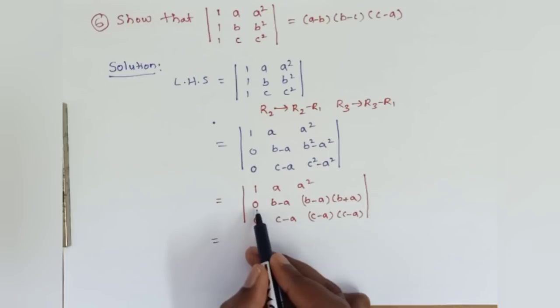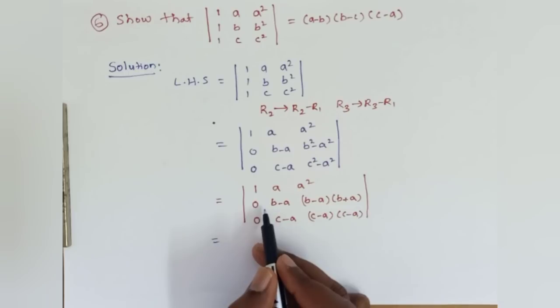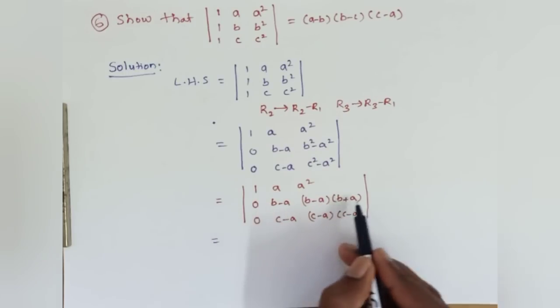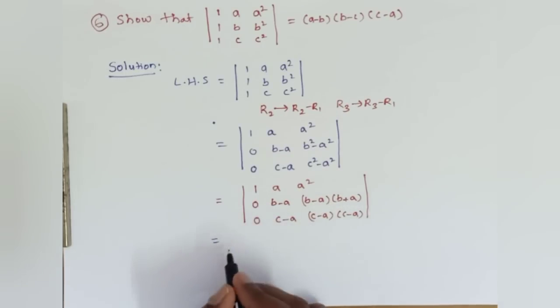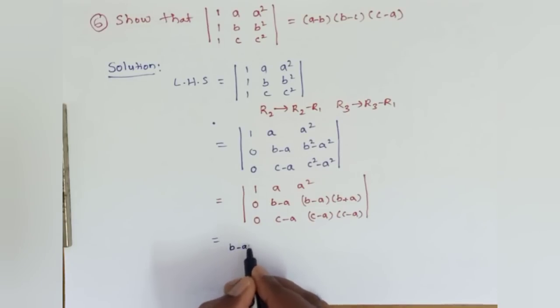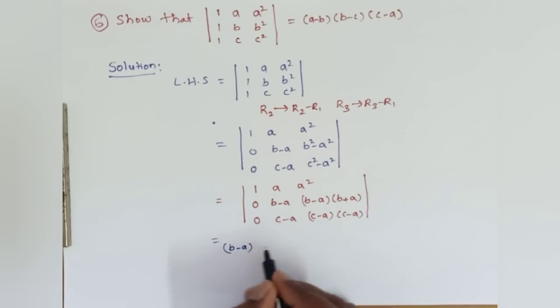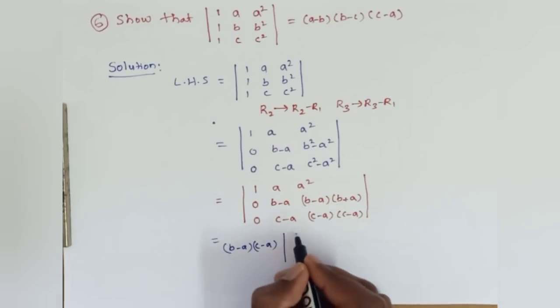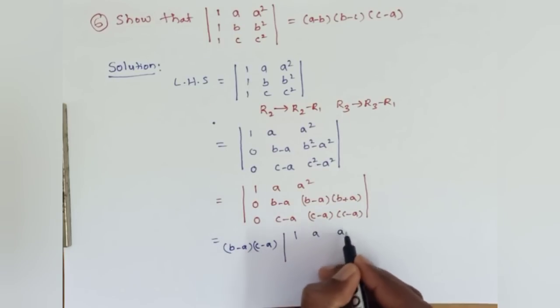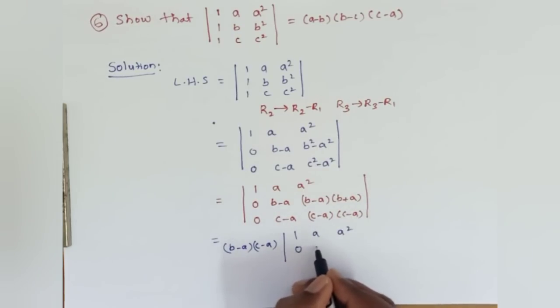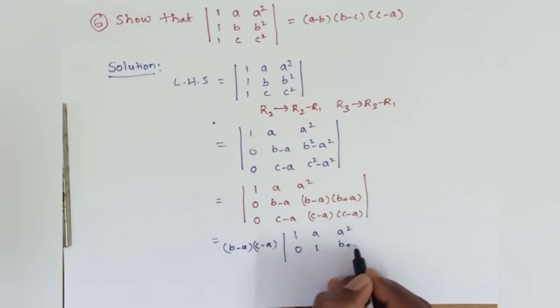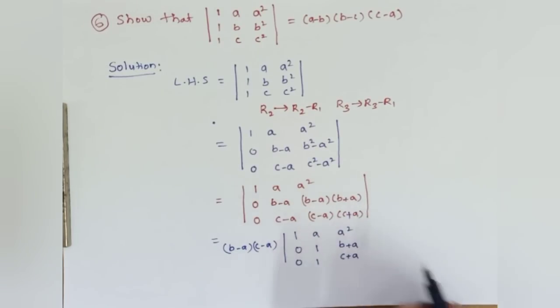Now observe the third row and second row. In the third row 0 is there, so 0 into something is 0, so we can express 0 as 0 into b minus a also. So this entire row contains b minus a, so b minus a is common, and similarly in the other row c minus a is common, into the determinant 1 1 1, 0 1 b plus a, 0 1 c plus a.